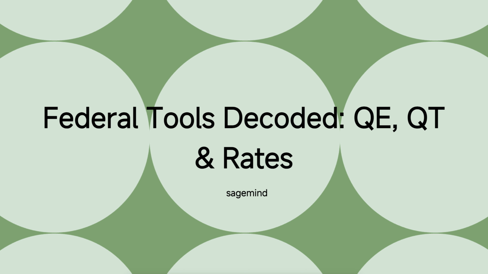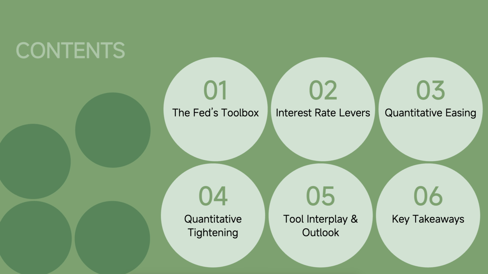Hi everyone! In this video, we're breaking down the Federal Reserve's most important tools: interest rates, quantitative easing, quantitative tightening, and how all of those work together to guide the US economy. By the end, you'll understand not just what the Fed does, but why these tools matter for markets, inflation, and everyday financial decisions. We'll move through six main sections: the Fed's toolbox, the interest rate levers, how QE works, how QT works, how these tools interact, and finally the key takeaways to tie everything together.